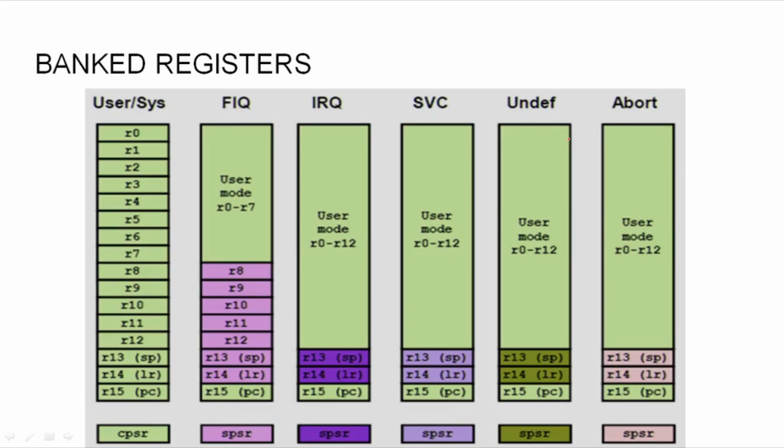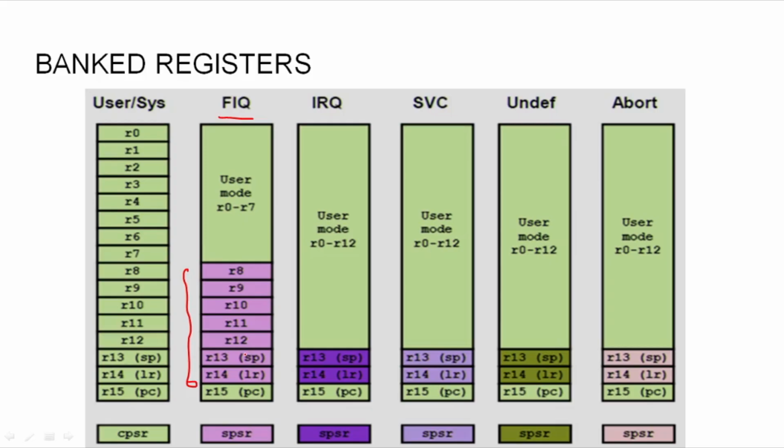Then we have banked registers. In privileged modes, certain registers are banked, meaning each mode has its own copy. For example, FIQ mode has its own R8 to R14. This enables fast context switching without saving and restoring shared registers.